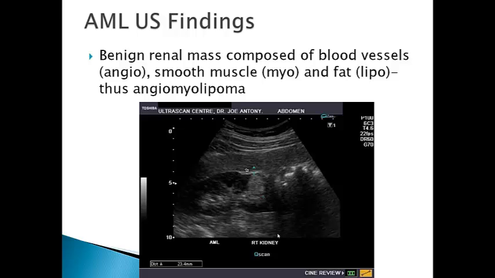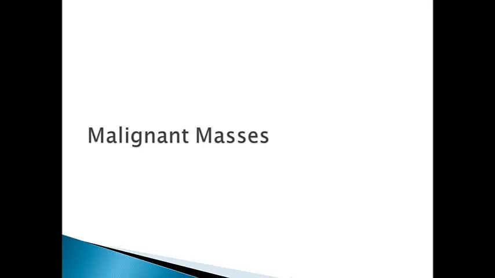Here's a good example on ultrasound of what you would find. Here's again the renal parenchyma, and then you can see the AML right here. AMLs are hyperechogenic on conventional ultrasound. So you can tell because they're hyperechogenic that it is an AML and is not a renal cell carcinoma, for the most part. We'll go into a little more detail later about how to differentiate between renal cell carcinoma and AMLs. So now on to malignant masses.